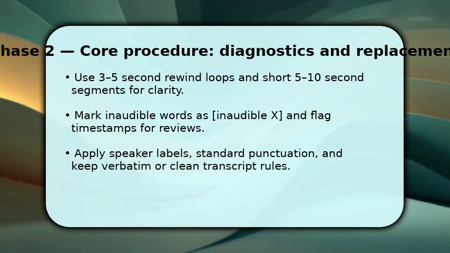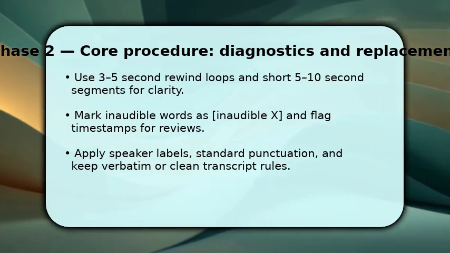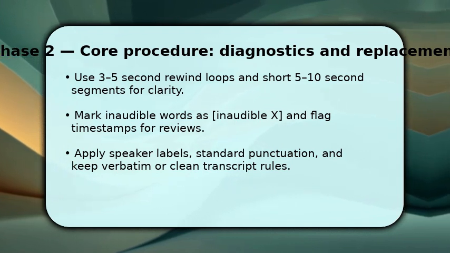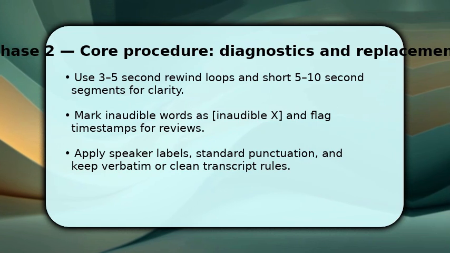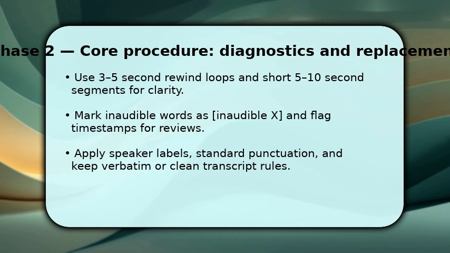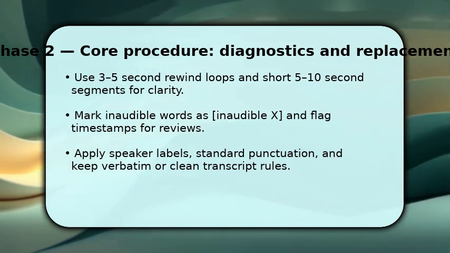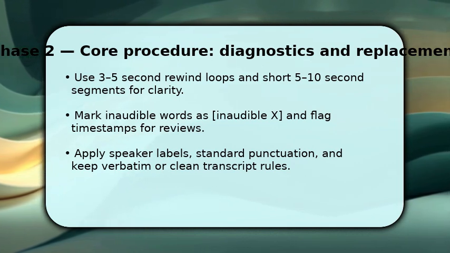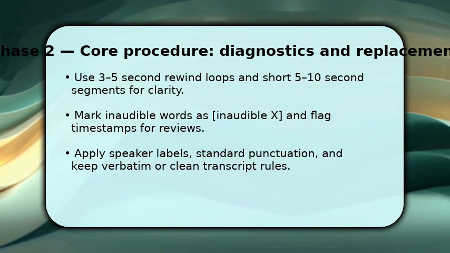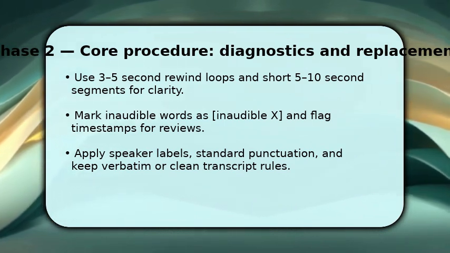You now focus on the core work. Transcribe in short segments, using 3 to 5-second rewind loops and pausing between 5 to 10-second phrases. While typing, mark unclear audio as inaudible, timestamp it, and flag sections that need specialist review. Make sure to apply speaker labels and the punctuation rules from your style sheet. Decide whether you deliver verbatim or clean transcript, and be consistent. This middle phase is where accuracy grows. Slow down slightly to catch details and avoid later rework.